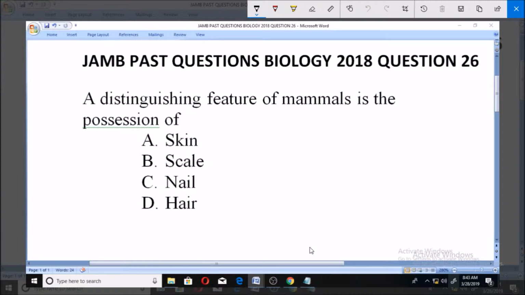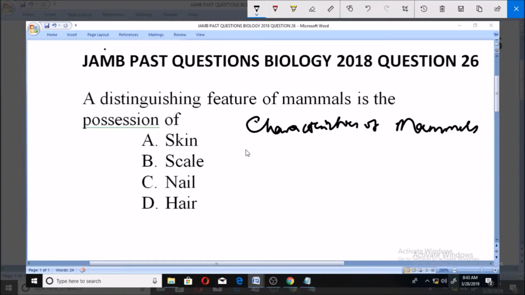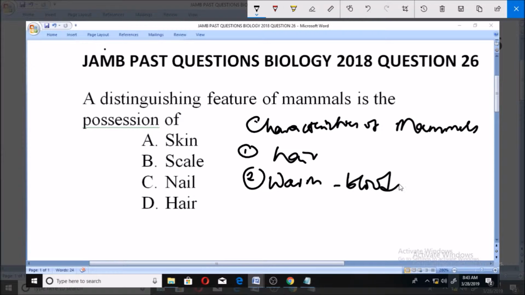Now, for us to be able to understand this quite well, we need to look at the characteristics of mammals. What are those features that mammals have? It actually includes the hair, number one. Number two, mammals are warm-blooded, unlike the amphibians and reptiles that are cold-blooded.